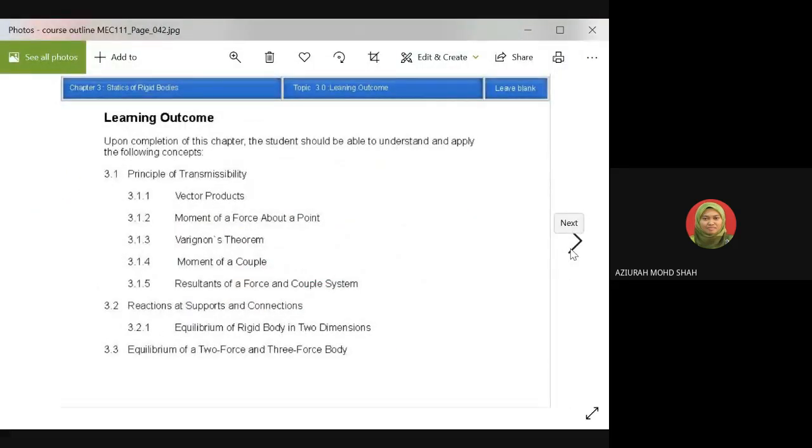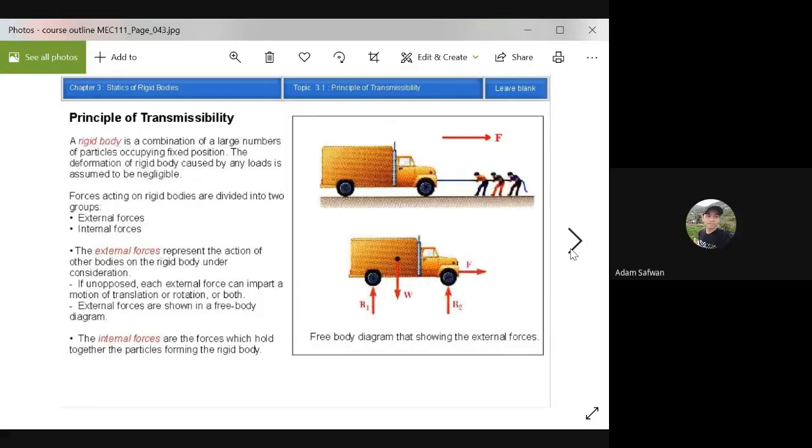Ada orang dah ke tak? Ada ke tak ada ni? Assalamualaikum. Waalaikumsalam. Bila senang dapat bulan puasa.